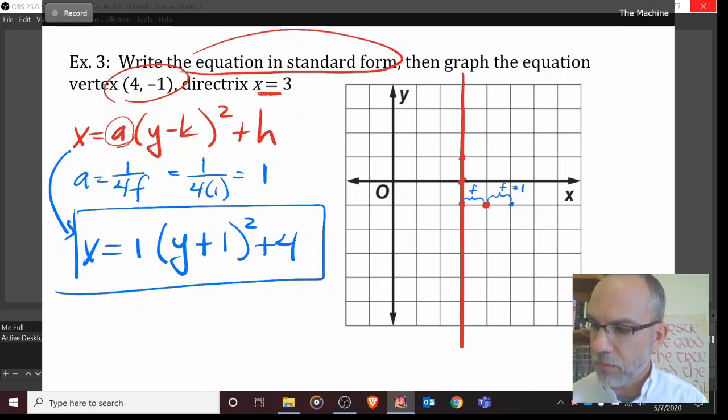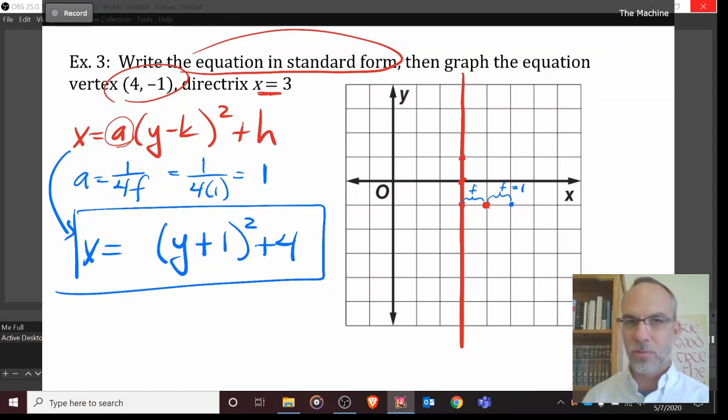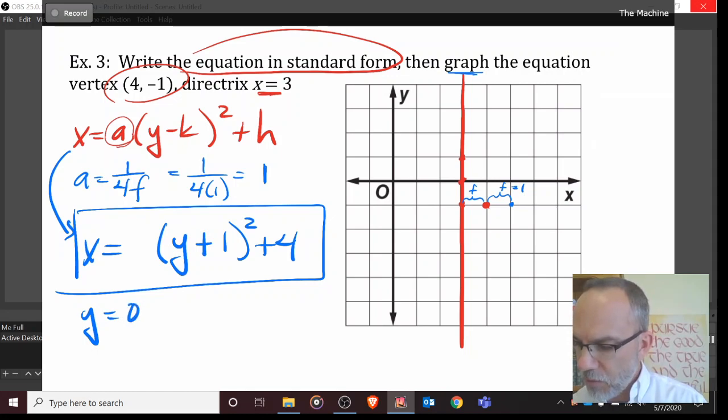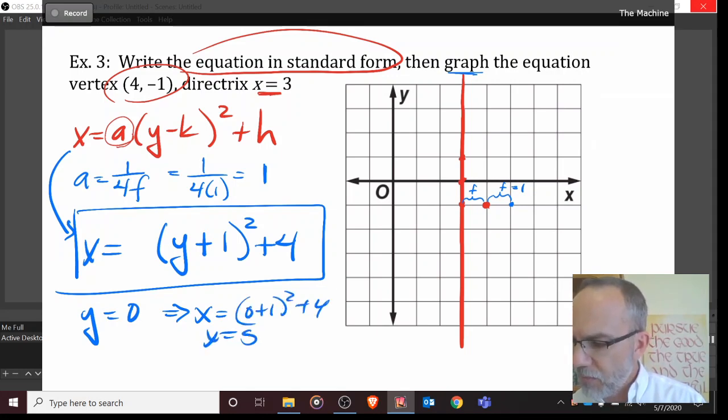I maybe wouldn't write that, but it's not technically wrong. Okay, there we go. And now we're supposed to graph the equation. Okay, graph it. Well, there's the vertex. And I can let y is equal to 0. So let's let y is equal to 0. That will give me an intercept. So if I do y is equal to 0, that gives me x is equal to (0 plus 1) squared plus 4. Isn't x is equal to 5 there on that one?